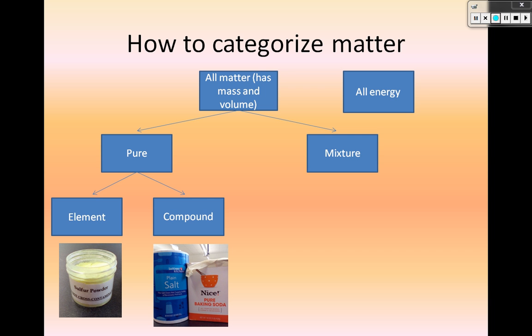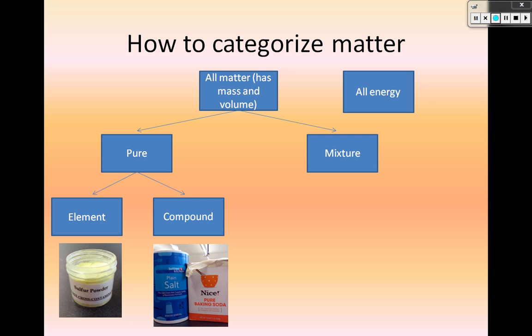You could also, though, have pure compounds. So you could have salt that's just salt. So that's sodium and chlorine, and they're bonded together, meaning they're stuck together like Legos. There's baking soda, and that's actually sodium and hydrogen and carbon and oxygen. So those are 4 different elements, and those again are stuck together like Legos to make this stuff we call baking soda.